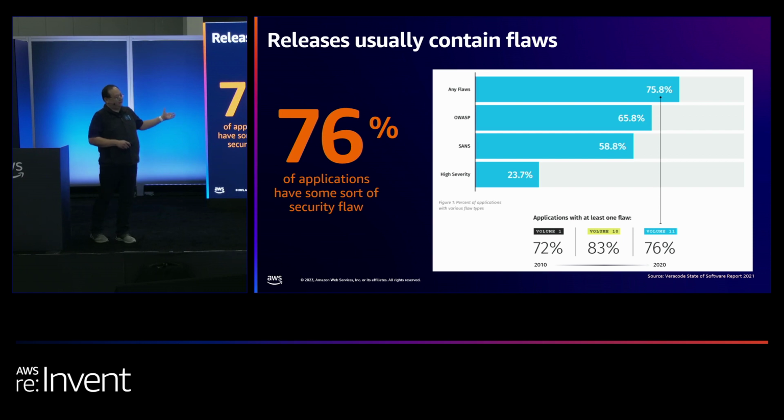When we look at basically kind of what the landscape of flaws looks like, even now with everything that we've seen in terms of focus on security, focus on application security, focus on all this stuff, we're still seeing that 76% of those applications that are out there have some sort of flaw in them.